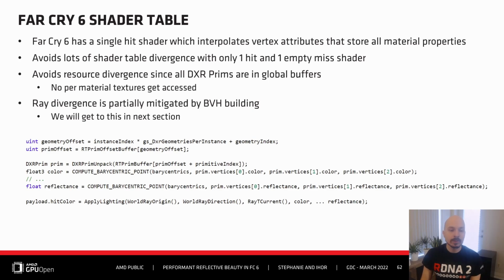And for ray divergence, we partially mitigate it during the BVH building process, but we'll get into that in the next section. You can see the code here for the actual hit shader, where we calculate our offsets, we get our DXR primitive, we do the barycentric interpolation of the material properties, and then we calculate the lighting and put it in our payload.